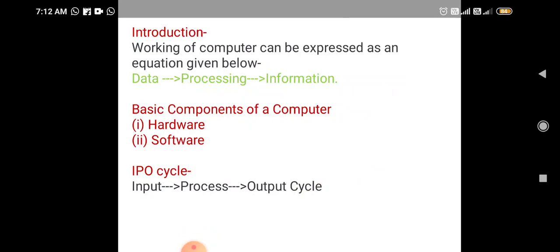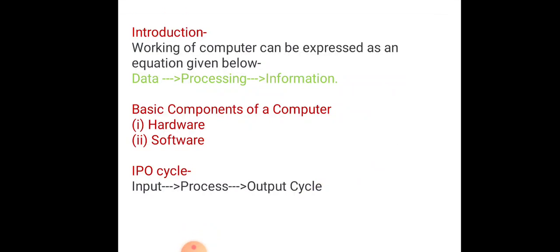Today we revise Unit 1 Computer System Organization. What is a computer? As we know, a computer is an electronic device which takes input from the user in the form of data and instructions, processes this data and produces a result as information. So the working of a computer can be expressed as an equation: data, then processing, and then information.